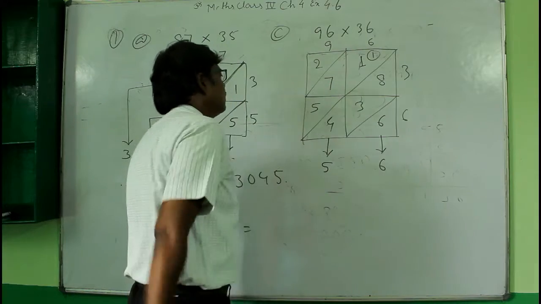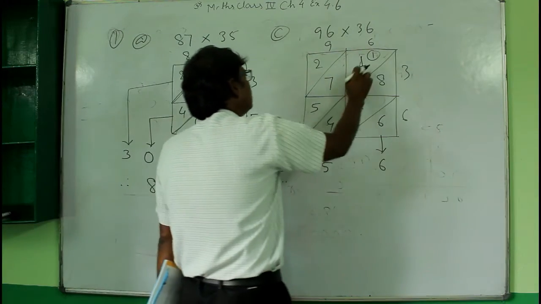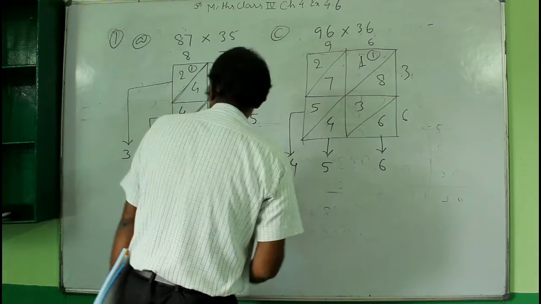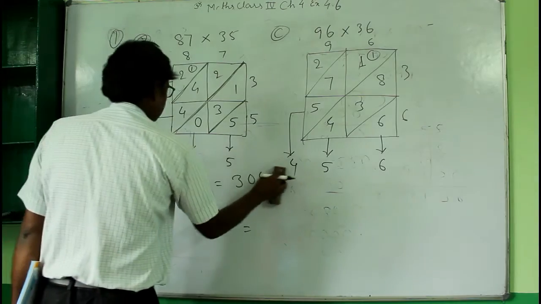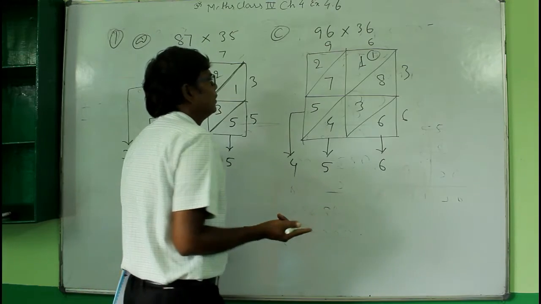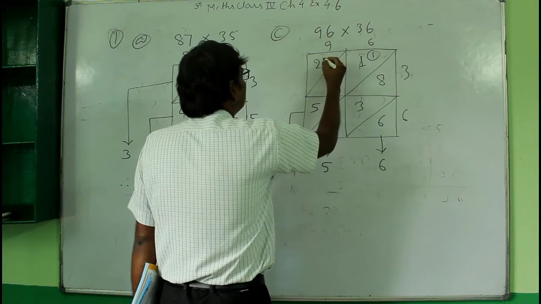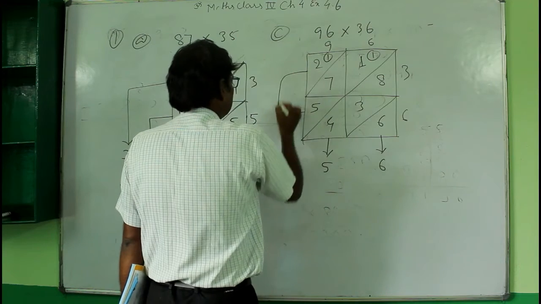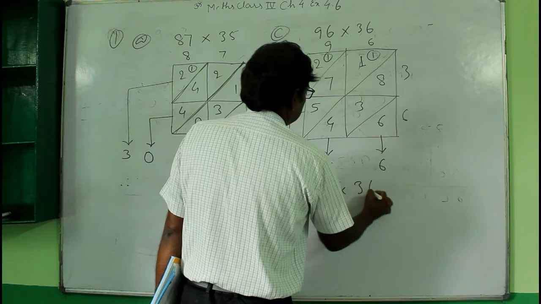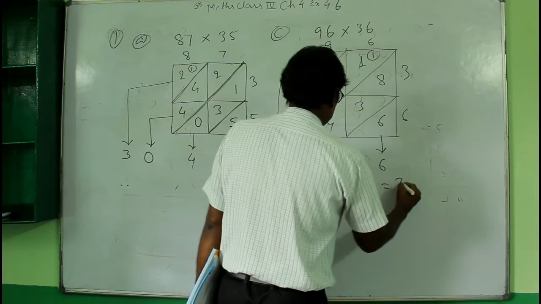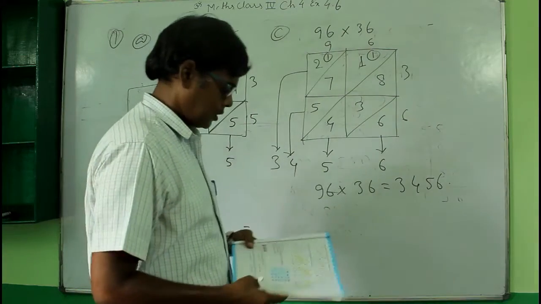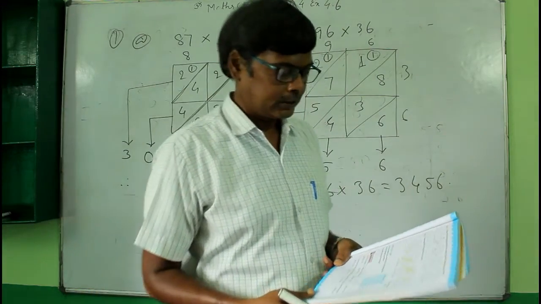Now 7 plus 5 is 12, and 12 plus 1 is 13, and 13 plus 1 will be 14. So write 4 here and again carry 1. Then 2 plus 1 will be 3. So the answer is 96 into 36 equal to 3456. This is the method of lattice multiplication.